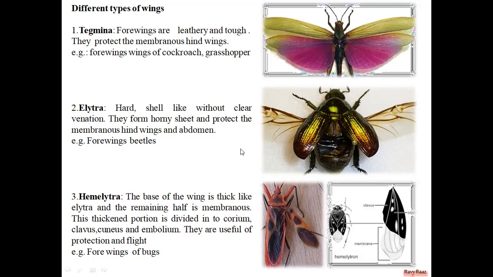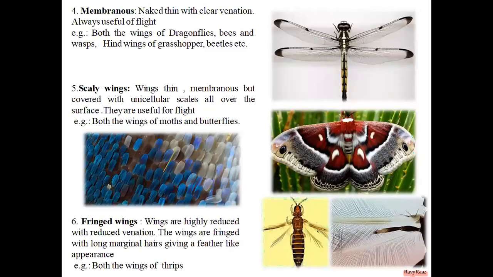Next is hemelytra. Hemelytra wings are present in bugs. These types of wings are thick and half membranous structure. Next is membranous. Membranous wings are present in grasshoppers and dragonflies. The main thing in membranous wings is that the wing venation is clear. So, here we can see clear wing venation in membranous wings.